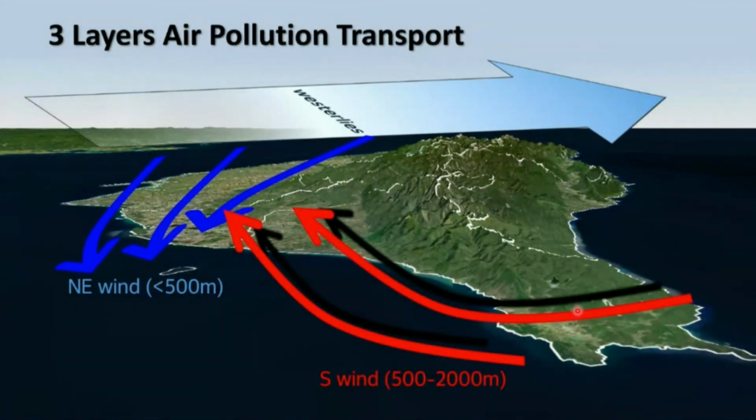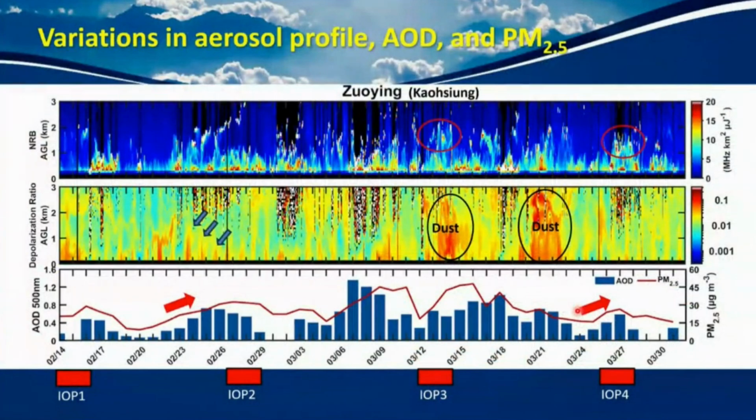diagram. During the field campaign last year, we had a 2-month field campaign. We identified 4 IOPs, but I'm not able to go through all the IOPs. I just want to highlight that there is a very complicated distribution.